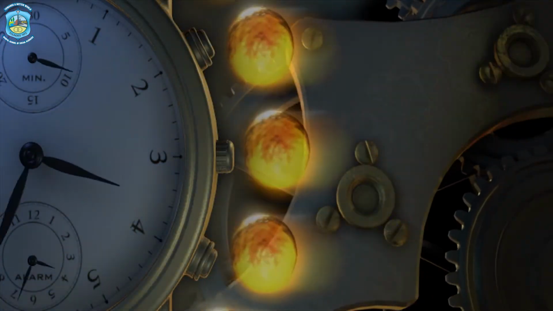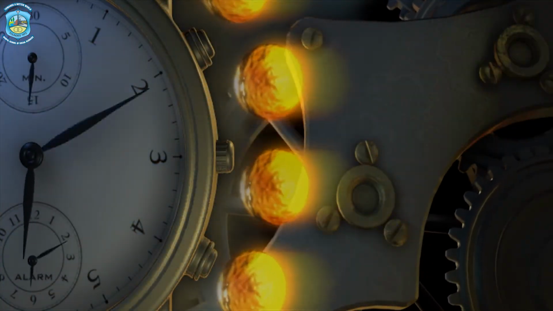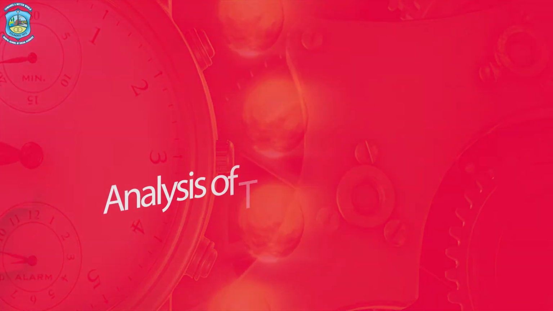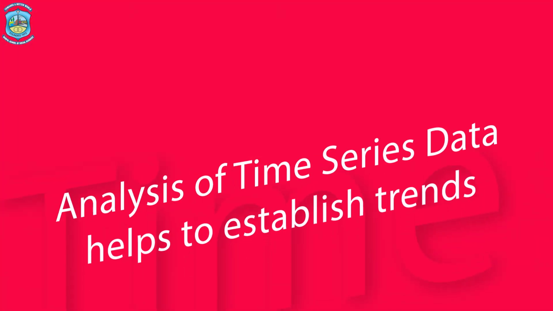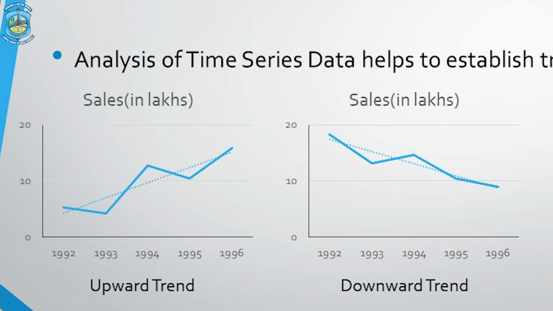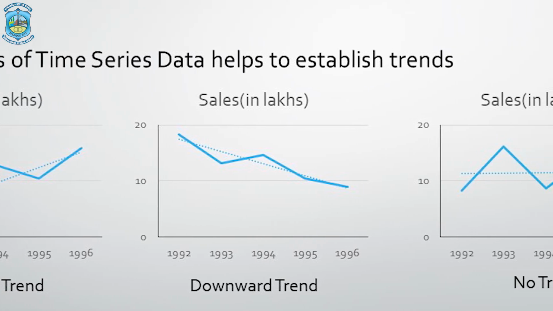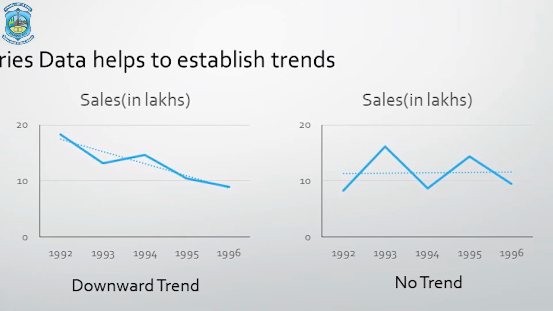So time series data can be recorded on a time scale, which may be years, months, days, hours, minutes, seconds, or even milliseconds, and it can be represented using tables. Analysis of time series data helps to establish trend. As you can see, the figures show upward trend, a downward trend, or no trend.